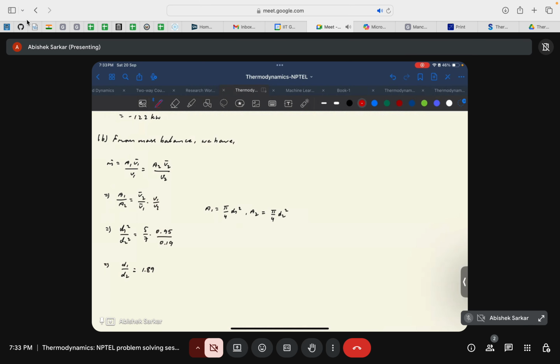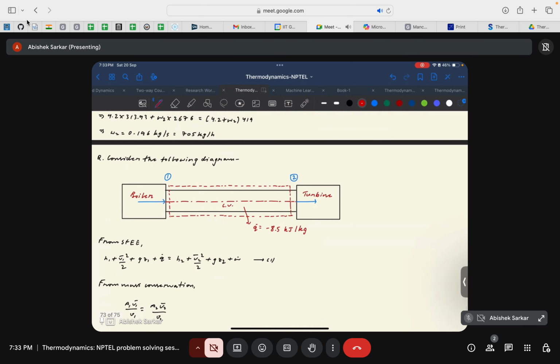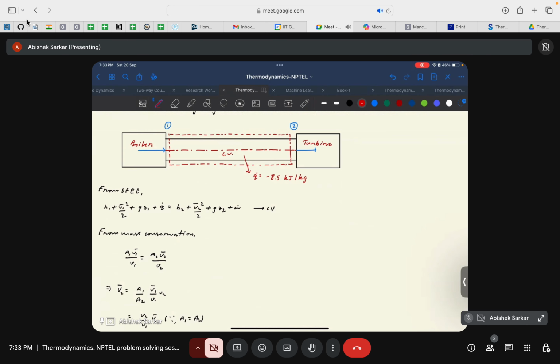This is a schematic diagram of the question. You may ask, they have not mentioned the work interaction, but a turbine is a work interacting device. That's completely correct, but here the steam flows from the boiler to the turbine for the turbine to start rotating and then produce work. In this case our control volume is not the turbine; it's the region or duct in between the boiler and the turbine through which the steam is passing.